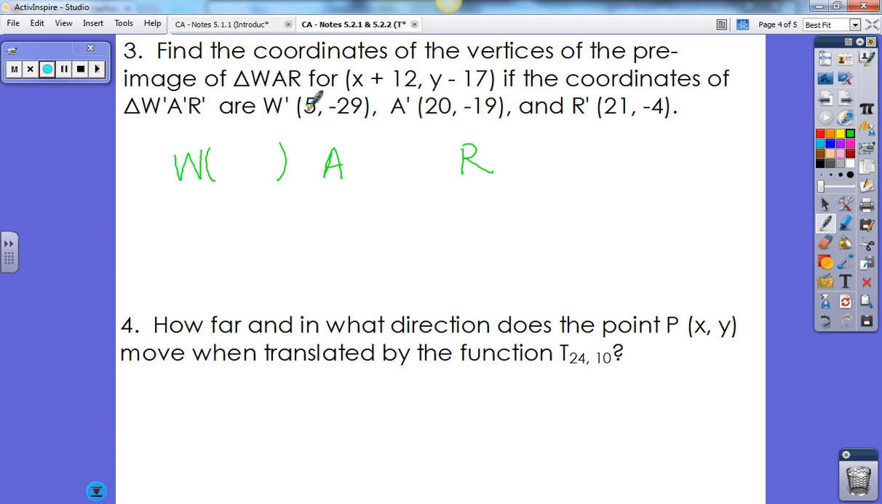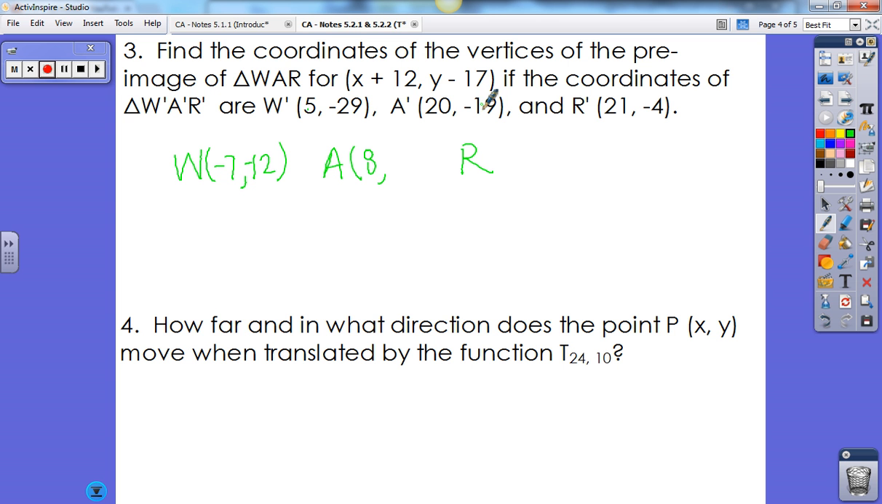Well, I can just go backwards. 5 minus 12, instead of adding 12, 5 minus 12 is negative 7. And then test it. Negative 7 plus 12 is 5. Alright, going backwards again, I've got negative 29 and negative 17, so I'm going to add it instead of subtract it. Negative 29 plus 17 would be negative 12. Right? A, 20 minus 12 is 8, so again I could check myself. 8 plus 12 is 20.